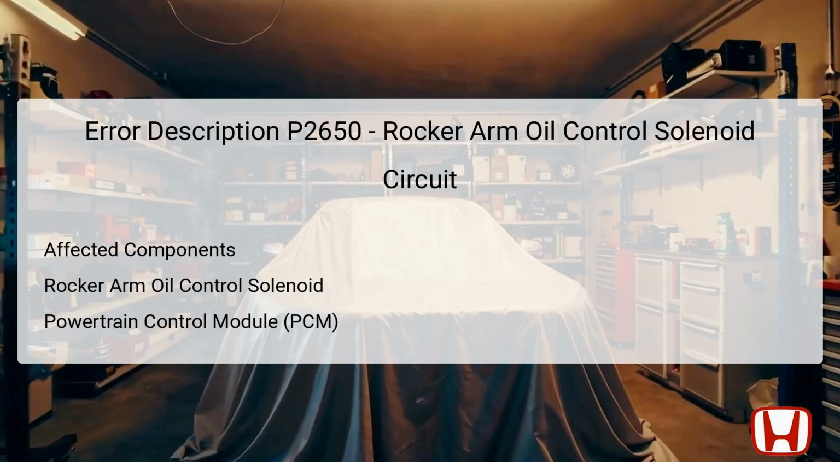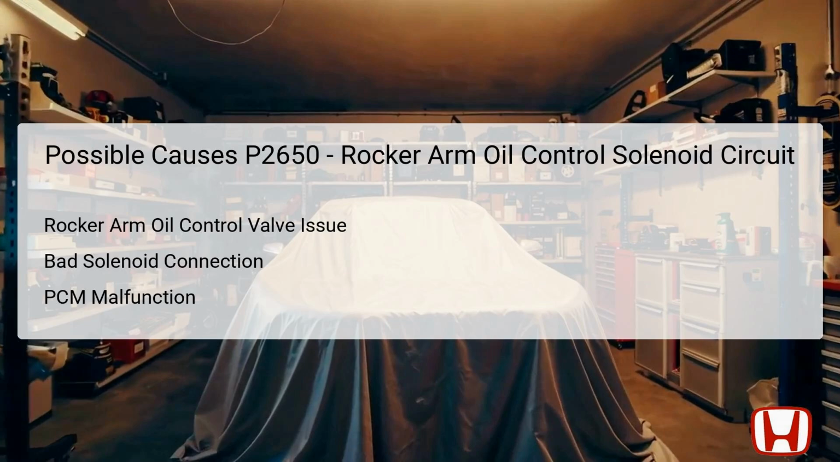The solenoid receives voltage signals, and any deviation from the specified output indicates a malfunction, prompting the PCM to store the DTC for diagnosis. The PCM plays a vital role in monitoring various engine functions and adjusting performance parameters for optimal operation. Several potential causes for the P2650 DTC may include a malfunctioning rocker arm oil control valve, issues with the rocker arm oil control solenoid connection, or a faulty PCM.